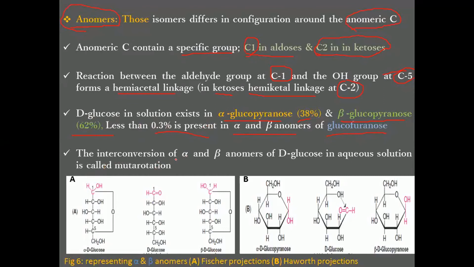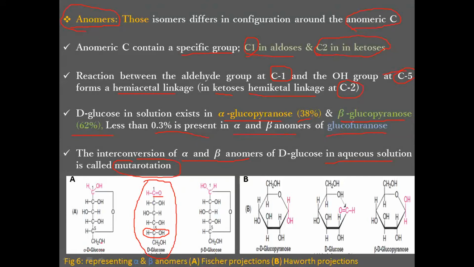This interconversion of alpha and beta anomers of D-glucose in aqueous solution is known as mutarotation. In figure 6, the representation of alpha and beta anomers is shown in Fischer projection and Haworth projection. And you can see here now A is Fischer projection in straight chain form. This is the normal structure of D-glucose. Here a hemiacetal linkage will be formed between carbon 1 and carbon 5, which will result into two isomers known as alpha D-glucose and beta D-glucose.